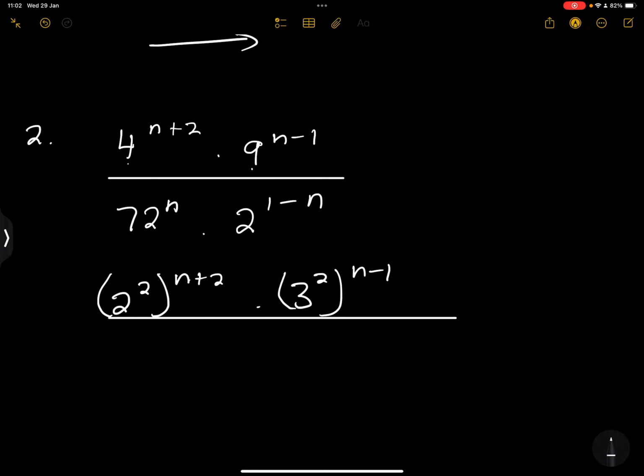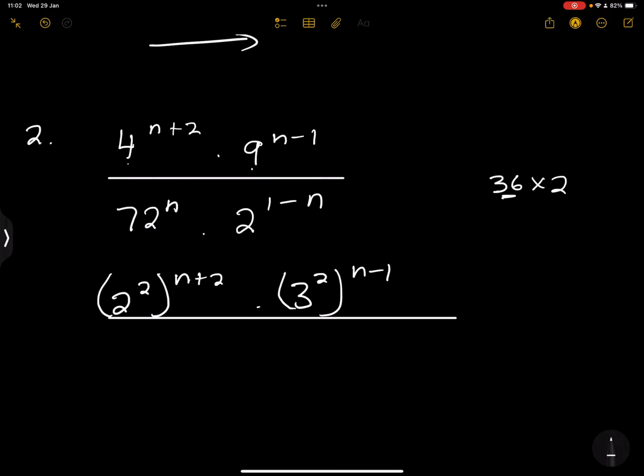Now 72, of course this does look a little bit tricky. How can I write 72 as a product of prime numbers? So usually what I do first is maybe try to divide 72 by 2. So if you say 72 divided by 2, that gives us 36.